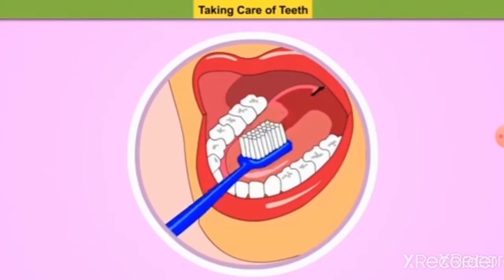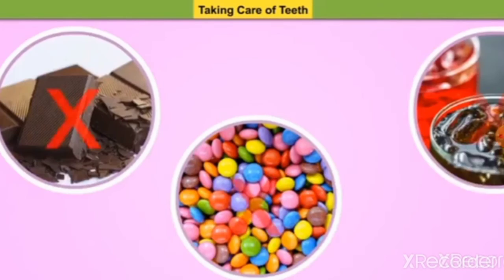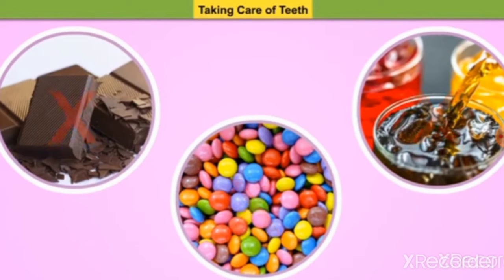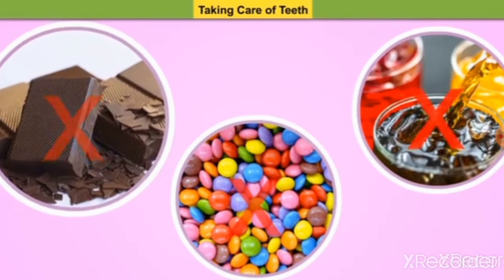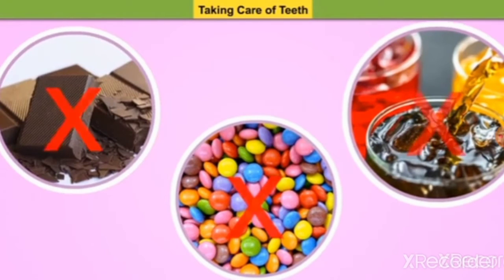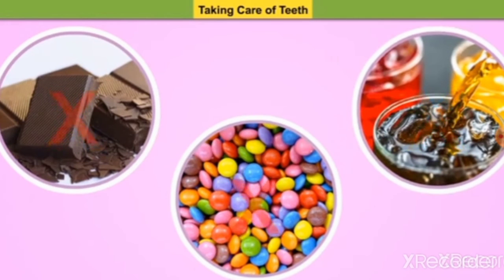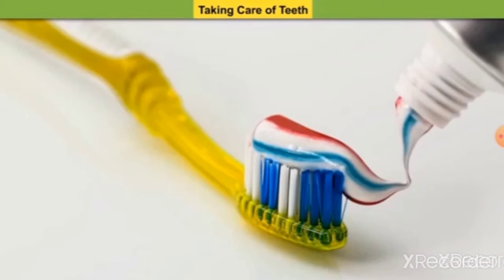It is also important to clean your tongue each time you brush your teeth. It will keep your breath fresh. Avoid taking too much of sugary food items like chocolate, candy, soft drink, etc. as they are harmful for the teeth.